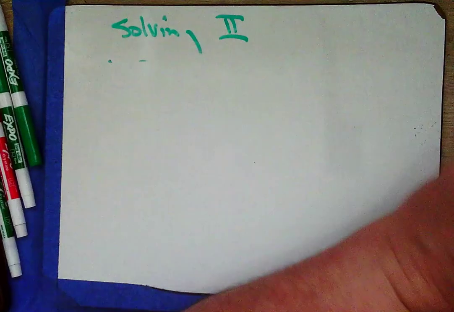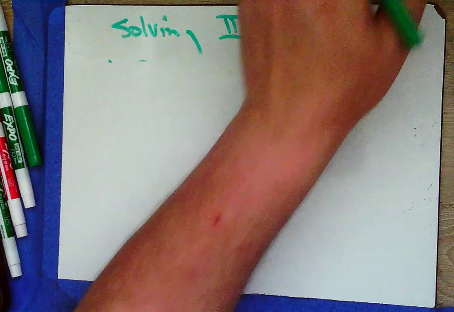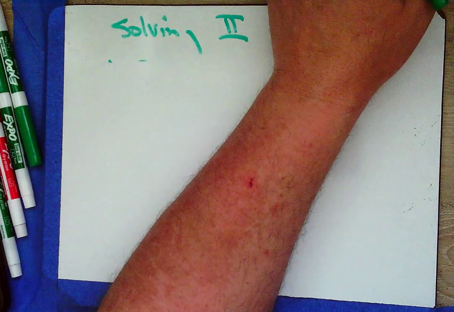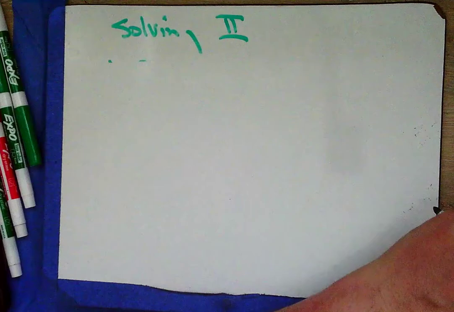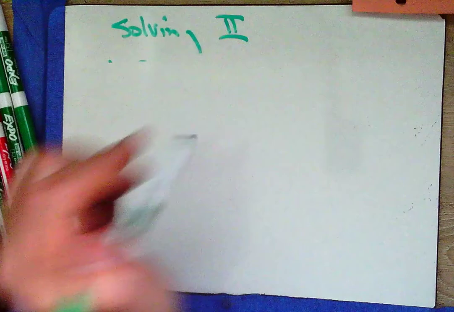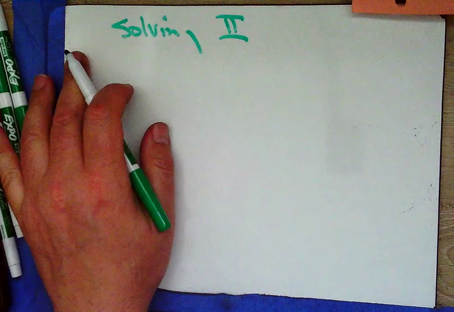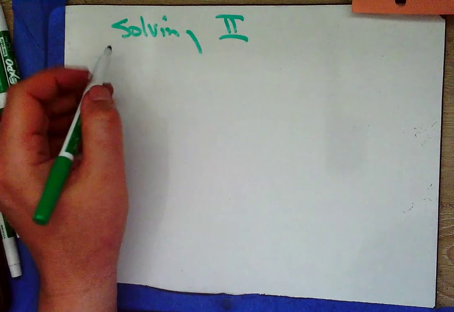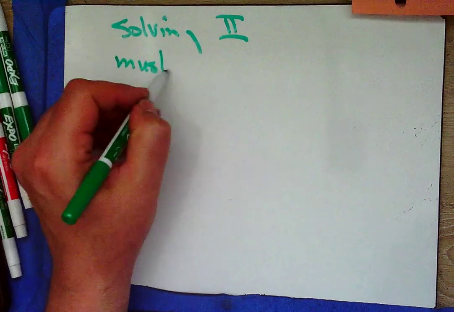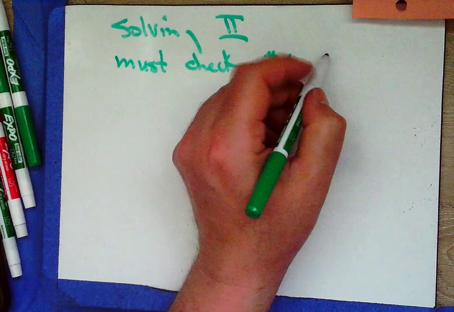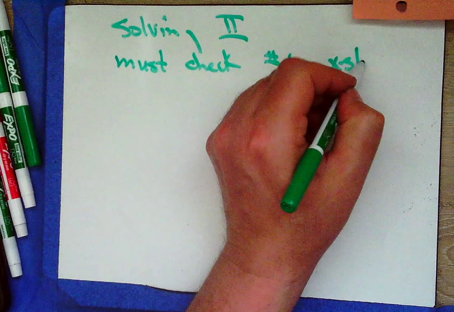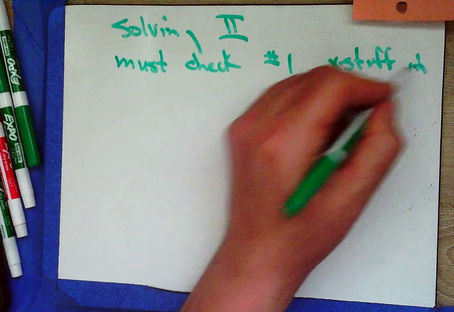All right, so let's take a look at some of our new problems. Today, we're going to run into must checks number 2 and number 3. Remember, must check number 1 is x stuff in the denominator.